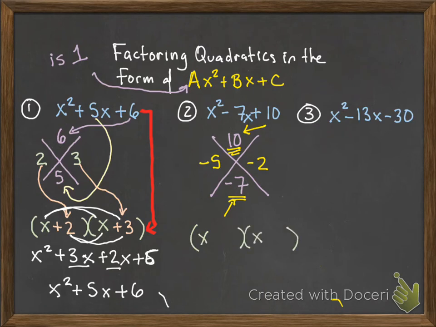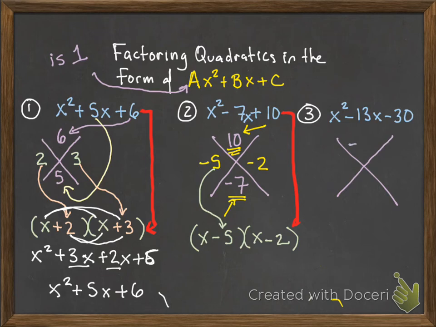So I set up my answer below, put the x's there, and drop these numbers right in, and it's going to be x minus 5 and x minus 2. If I FOIL that out, I'll get back what I started with. Those are the exact same thing. The last example is when you have a combination of positive and negative numbers.